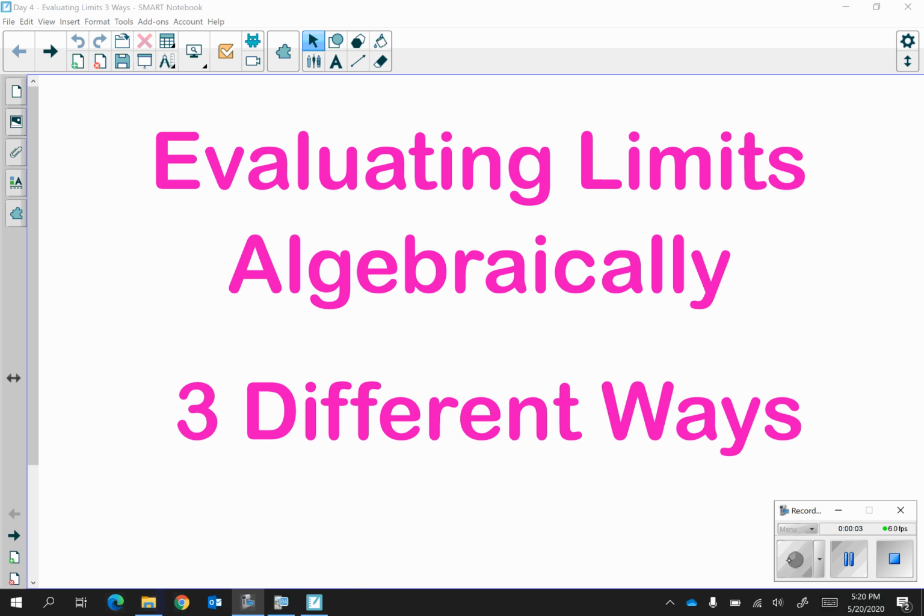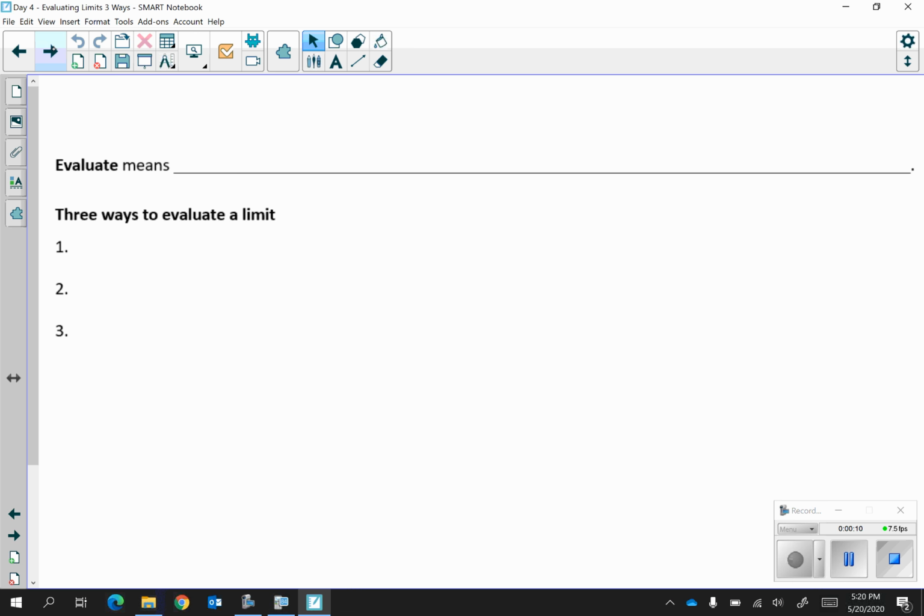Welcome to Evaluating Limits Algebraically. In this video, we're going to go through it 3 different ways. So first of all, to evaluate means to calculate the numerical value of something. So when we're talking about evaluating a limit, we want to know what it is equivalent to.